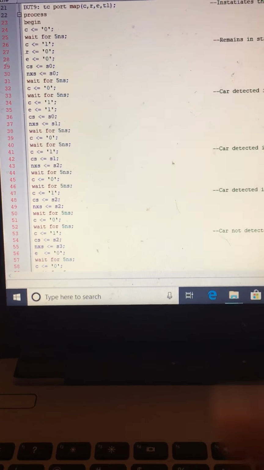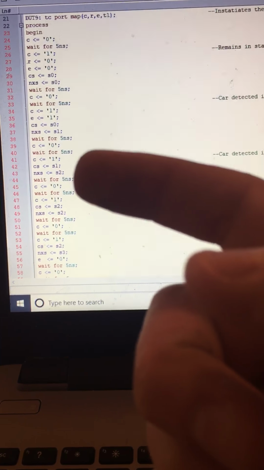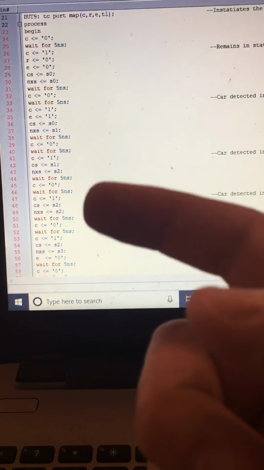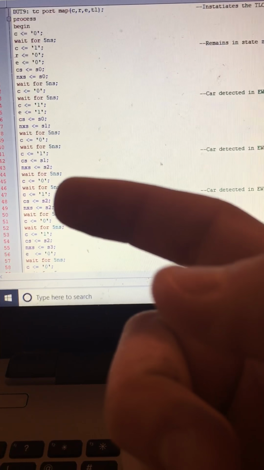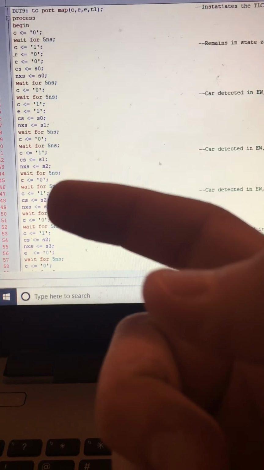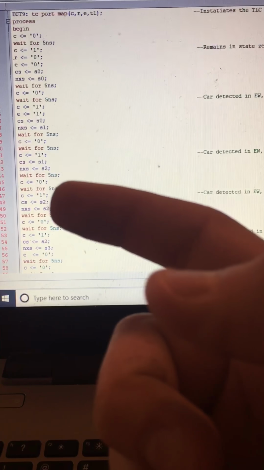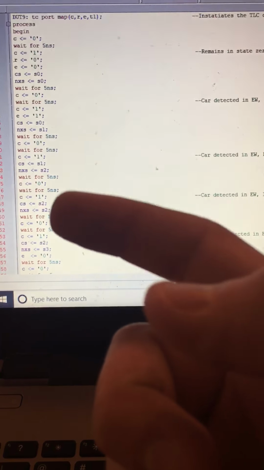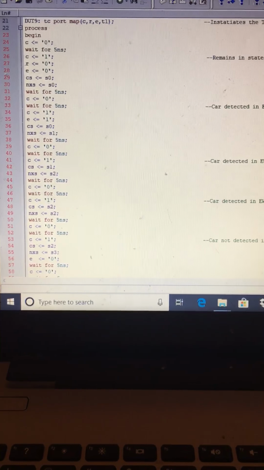And at the next rising edge, the next state will be state 2, which is green east west, and it doesn't matter what the input is for that. And at the next rising edge, I have a car. The car being detected in the east and west is still enabled, and so when in state 2, if a car is detected in the east and west, it will stay in state 2, which is green east west, and that is exactly what it does.